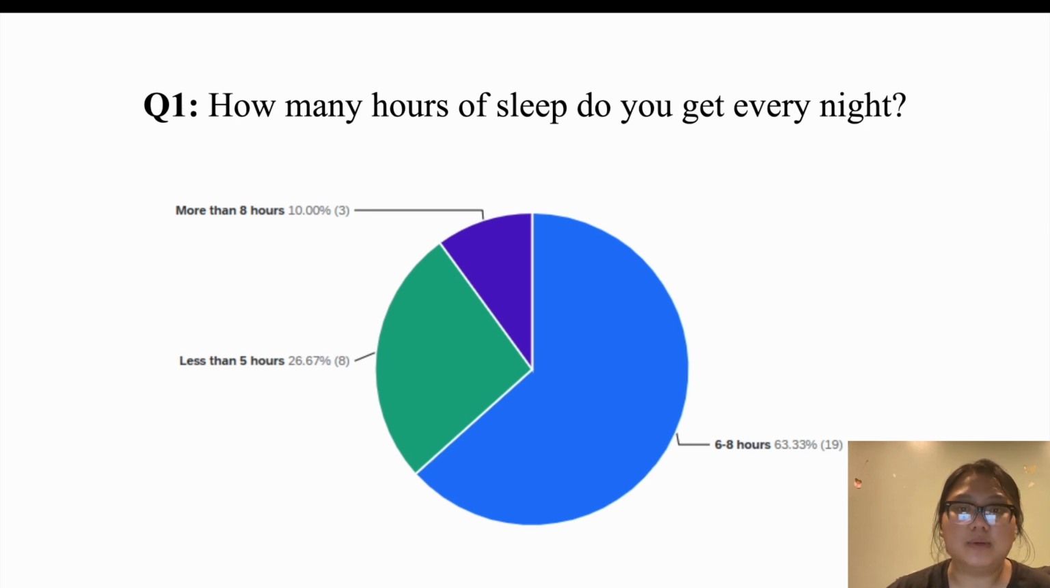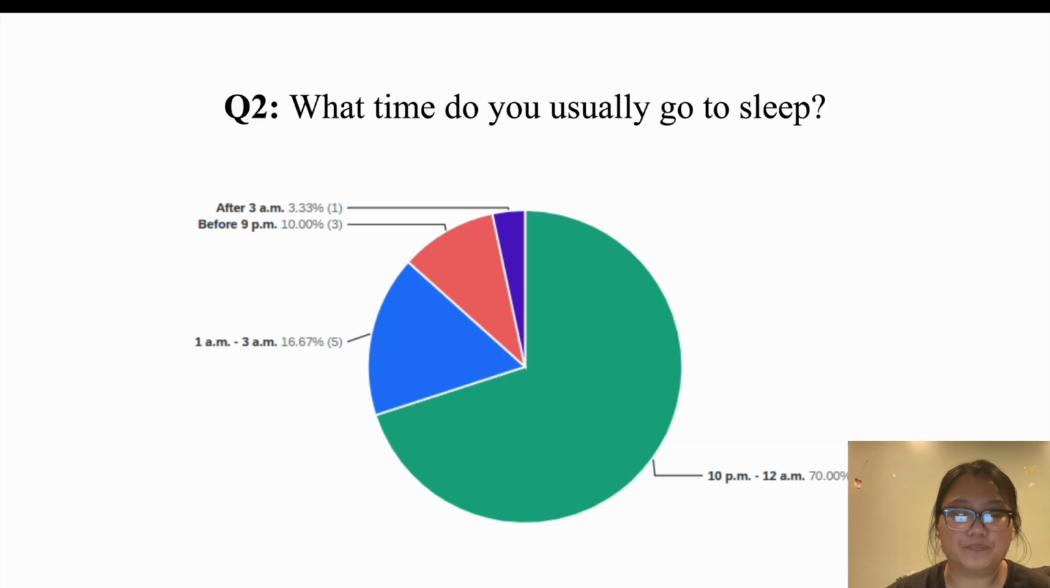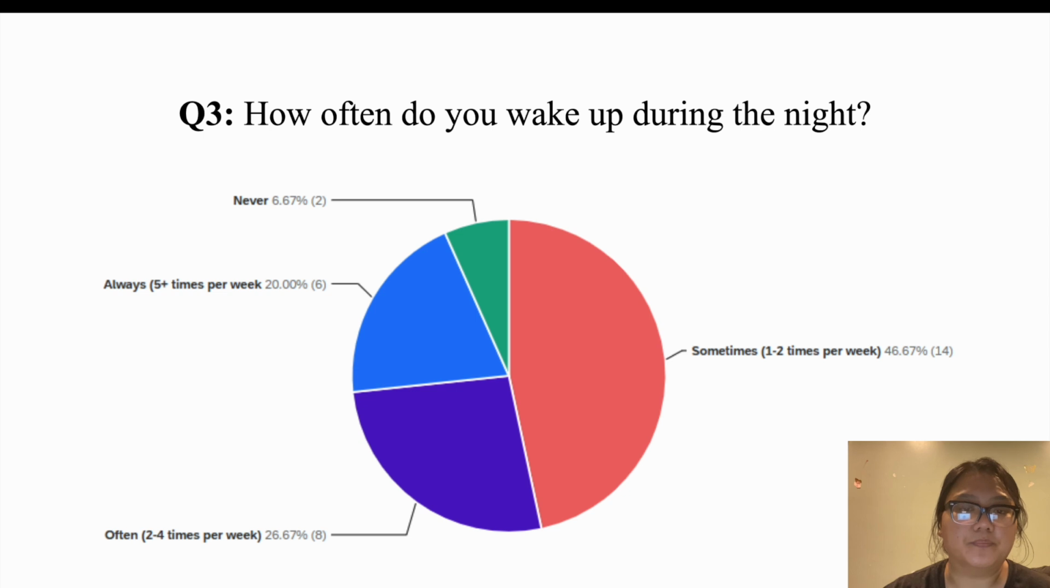Question 1. How many hours of sleep do you get every night? 19 of our respondents responded with 6 to 8 hours, 8 responded with less than 5 hours, and 3 responded with more than 8 hours. Question 2. What time do you usually go to sleep? 21 responded with 10 p.m. to 12 a.m. 5 responded with 1 a.m. to 3 a.m. 3 responded with before 9 p.m. and 1 responded with after 3 a.m.